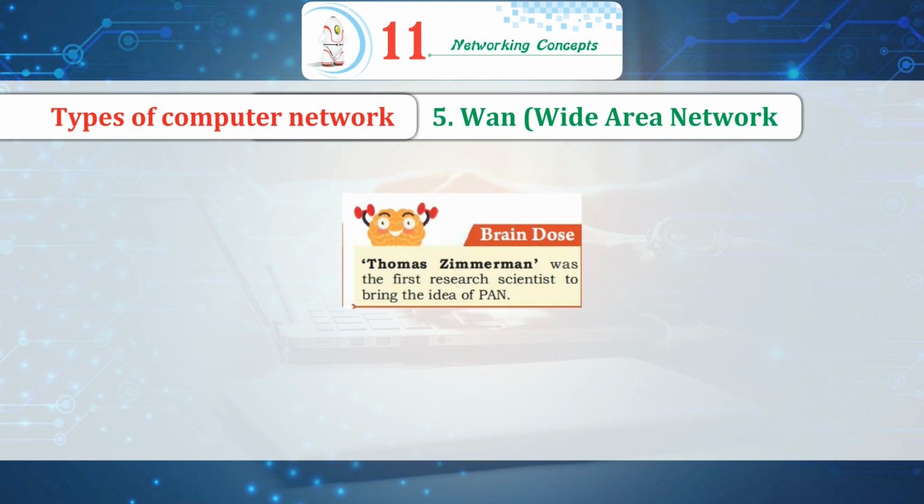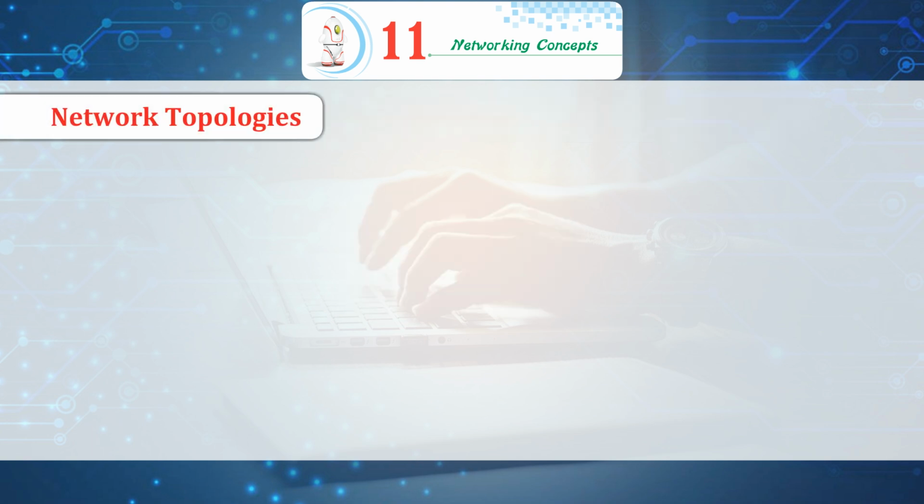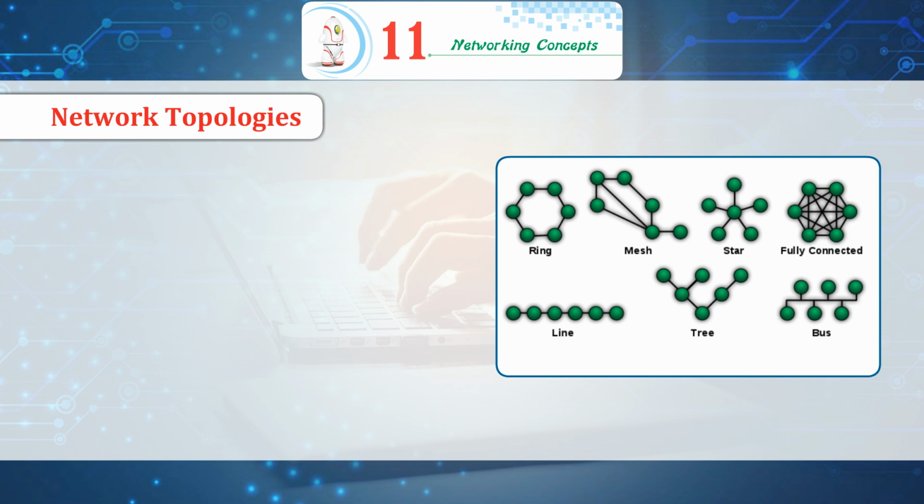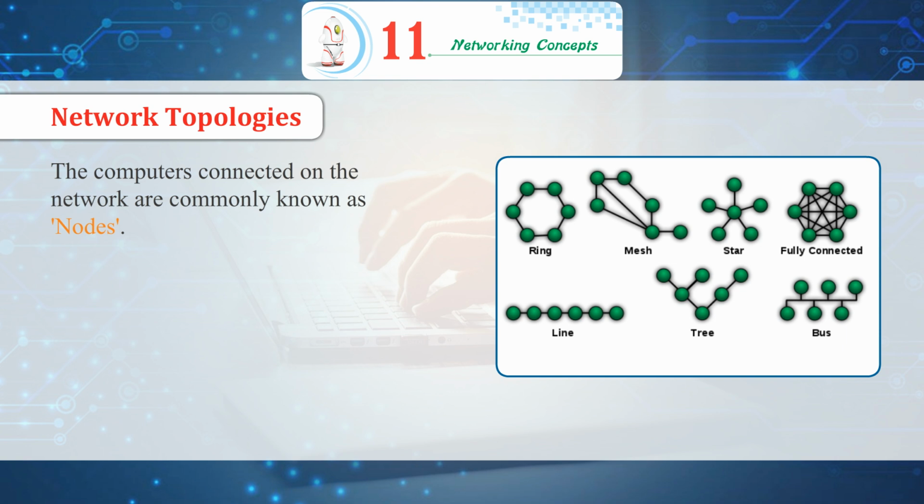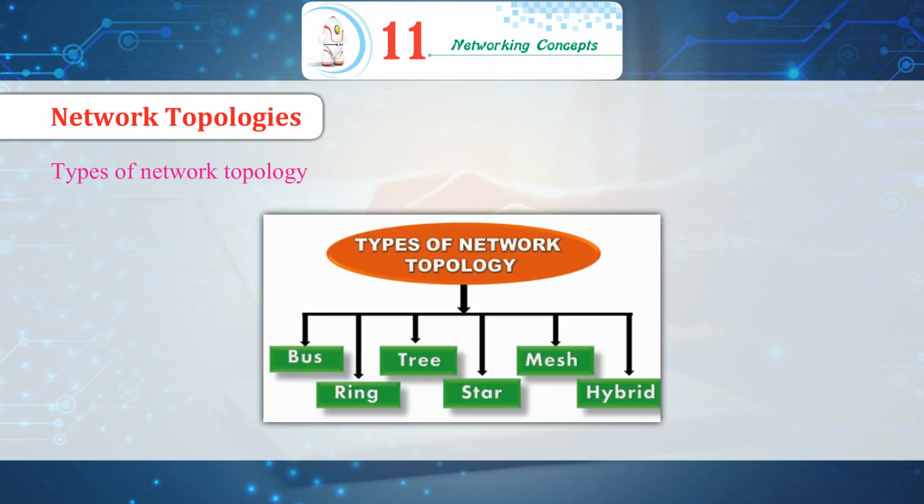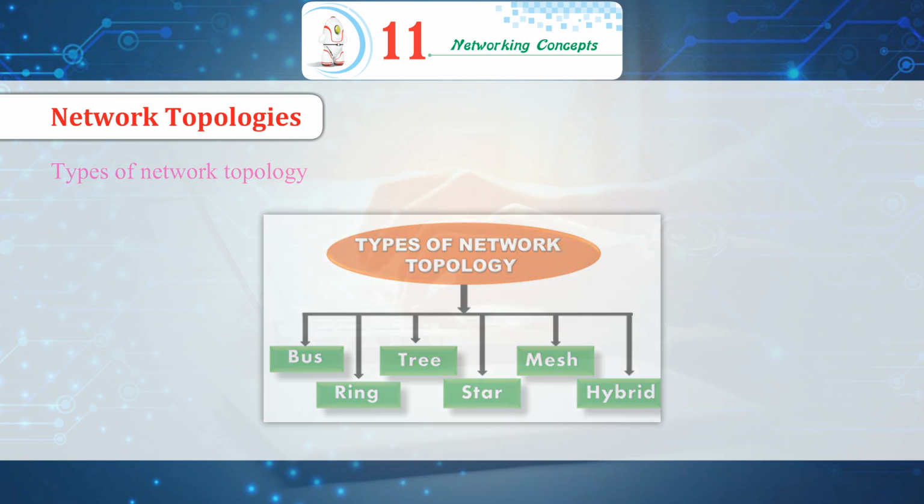Brain dose. Thomas Zimmermann was the first research scientist to bring the idea of PAN. Network topologies. Topology defines the structure of the computer network, of how all the components are interconnected to each other. The computers connected on the network are commonly known as nodes. Types of network topology: bus, ring, tree, star, mesh, hybrid.